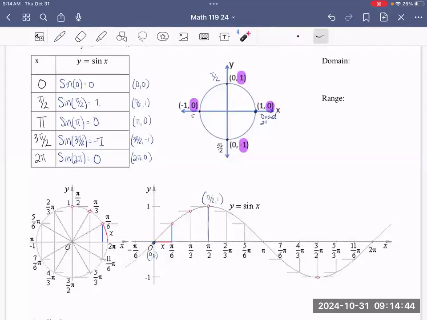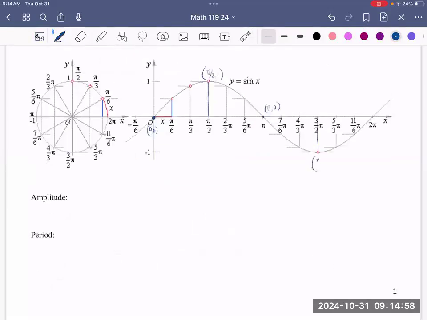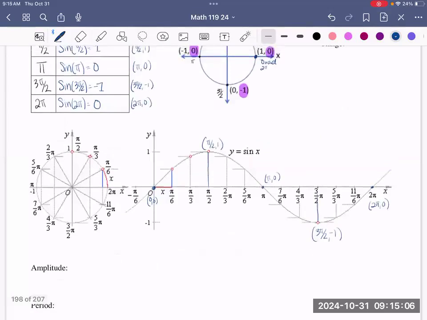And then again, at pi, right here, we're at pi, comma, 0. And then if we keep going, notice that at 3 pi over 2, we're at -1. And lastly, at 2 pi, we're back to 0. And that's what we would plot.